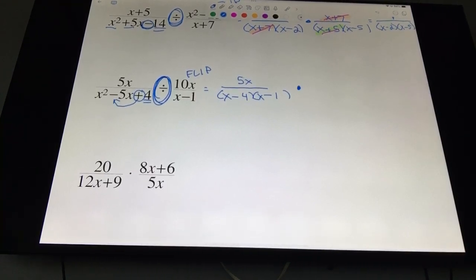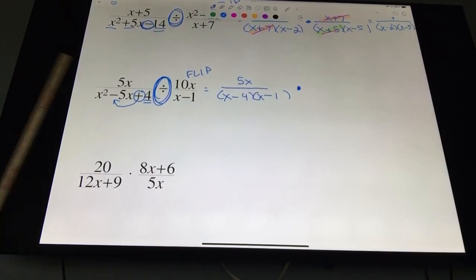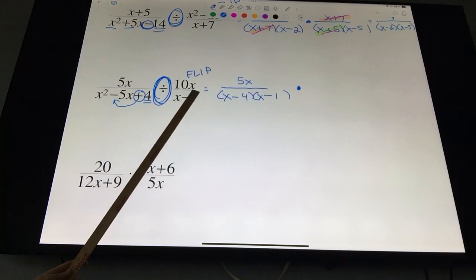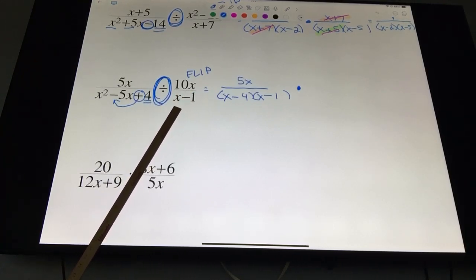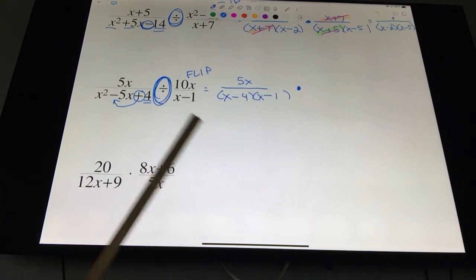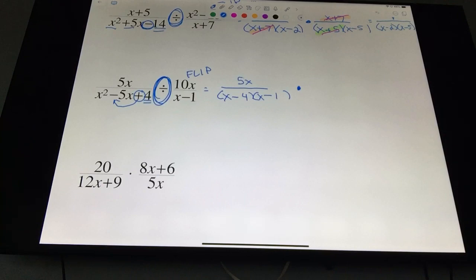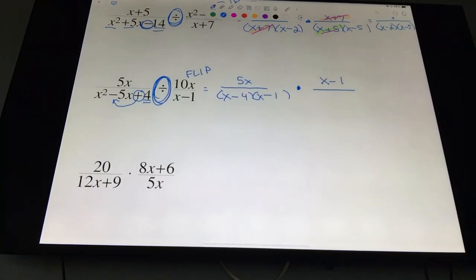And then times, so we're going to be flipping this. X minus 1. Is there a common factor? No. Is it a difference of squares? No, because there's no exponent. So I can't do it. So it's just going to stay x minus 1. And then my 10x comes to the bottom, and I can't factor that.